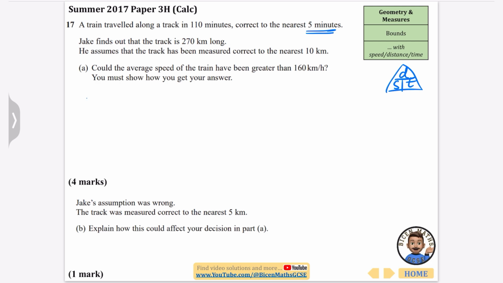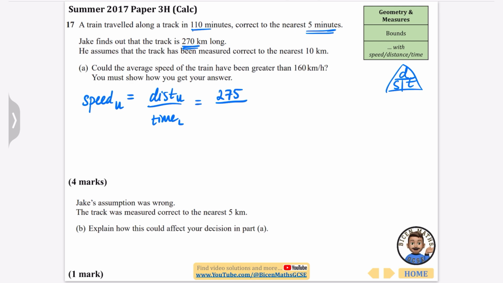So it seems like we're interested in finding the upper value of the speed, because we're trying to say, could it have been greater than 160? Now the upper value of the speed is going to be found by doing the distance divided by the time. Now we're always wanting to make the upper bound. We want this to be as big and this to be as small as possible. So I'm going to do the distance upper divided by the time lower. Well, the distance upper is going to be, the maximum that could be is 275, and the time lower, it's 110 minutes to the nearest 5 minutes.